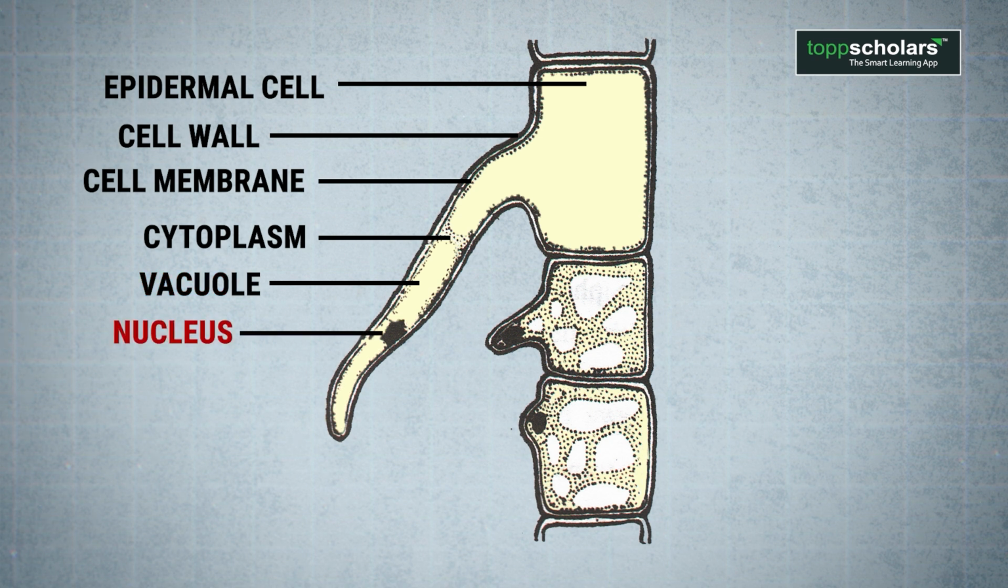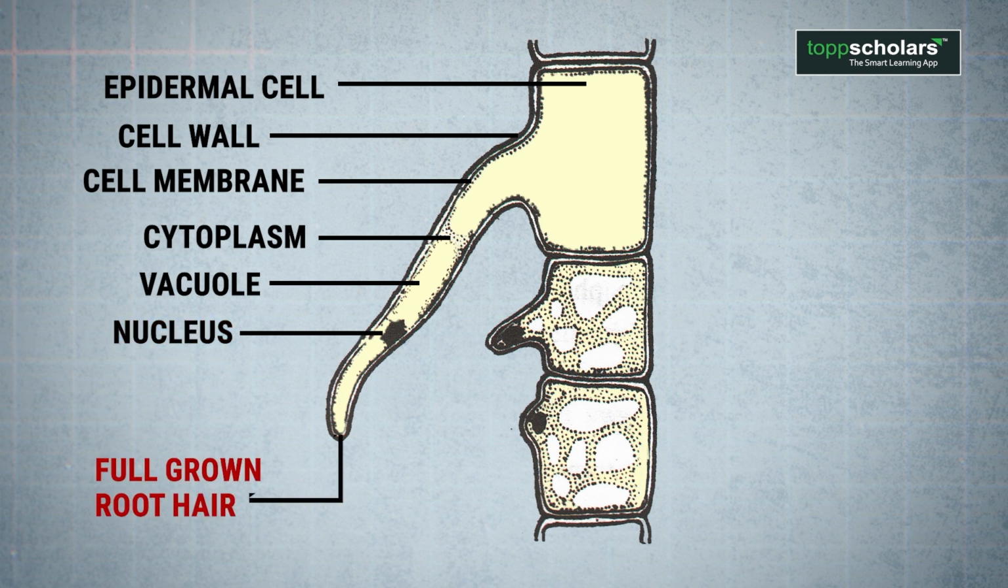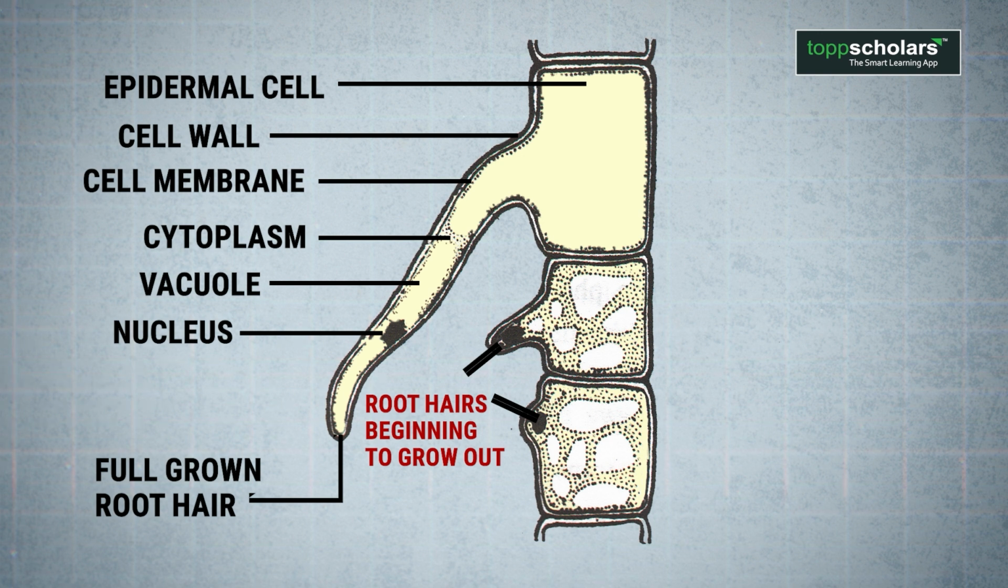Nucleus, genetic control center. You can see in this picture a fully grown root hair as well as 2 more root hairs in their successive stages of growth. It is a very simple diagram but tells us about the basic structure of root hair and its parts.